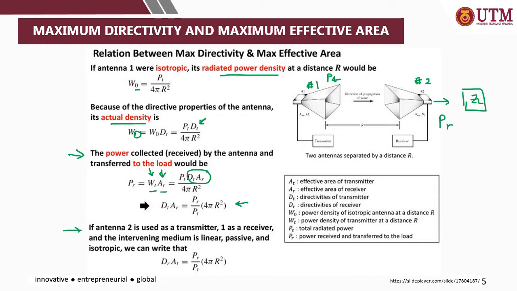Okay, the other way around: now antenna 2 is used as a transmitter, and antenna 1 now acts as a receiver. The rest of the setup is linear or constant. So this equation can be modified to Dr, the receiver directivity, multiplied by the effective area of the transmitter, equal to the ratio of the received power divided by transmitted power multiplied by 4 pi r squared. Only the antenna is flipped, but the rest of the setup is the same.